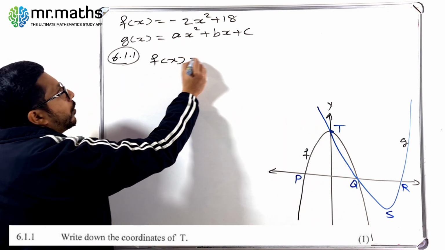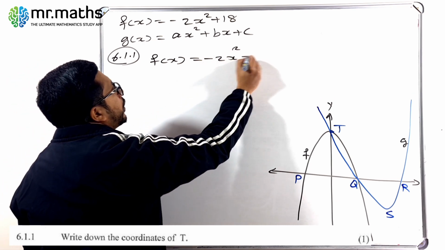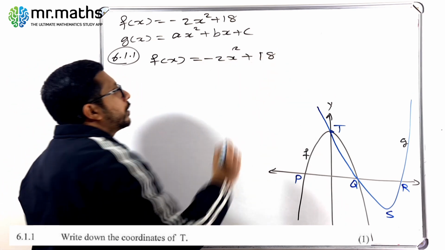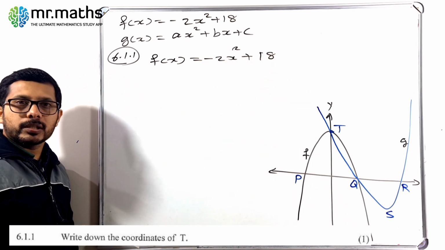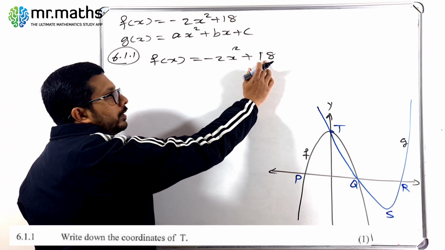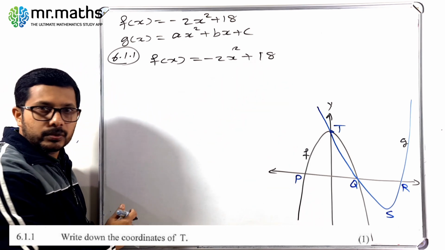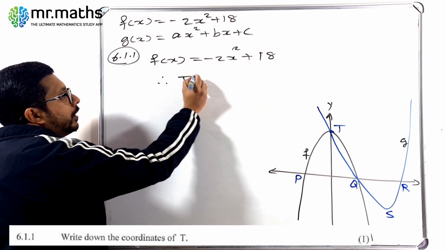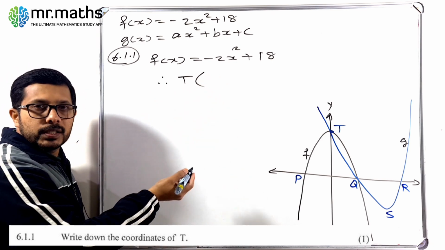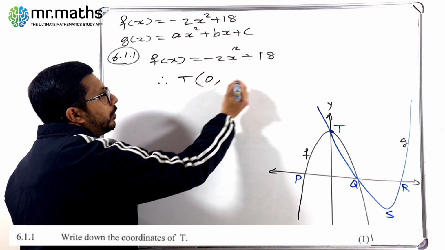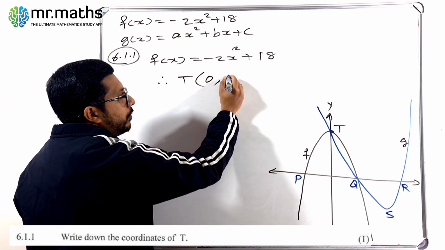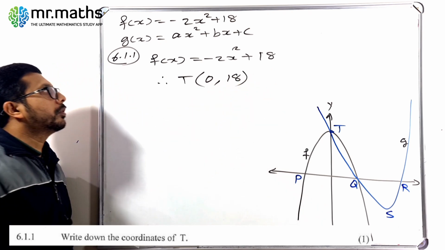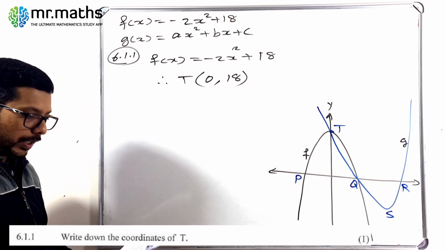Okay. What is the f of x graph? Write the equation once more. Minus 2x square plus 18. Okay. So what is the y-intercept in this graph? This 18 is the y-intercept. So how can you write the coordinate? Y-intercept means the value of x is 0. X is 0 and the y value is 18. So the coordinate of t is 0, 18.